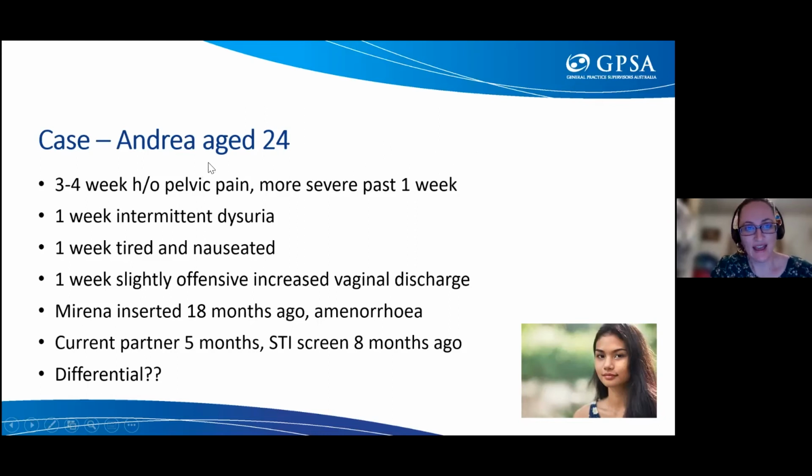So we've got Andrea, who's 24, and she gives a 3 to 4 week history of pelvic pain. It's been more severe in the past week. She's got a little bit of dysuria going on. She's tired, she's nauseous. She's got some offensive vaginal discharge. She's got a Mirena in that's been there for 1.5 years, which she's very happy has given her amenorrhea. And she's been with a current sexual partner for 5 months, and she had a last STI screen 8 months ago. She's not using condoms.